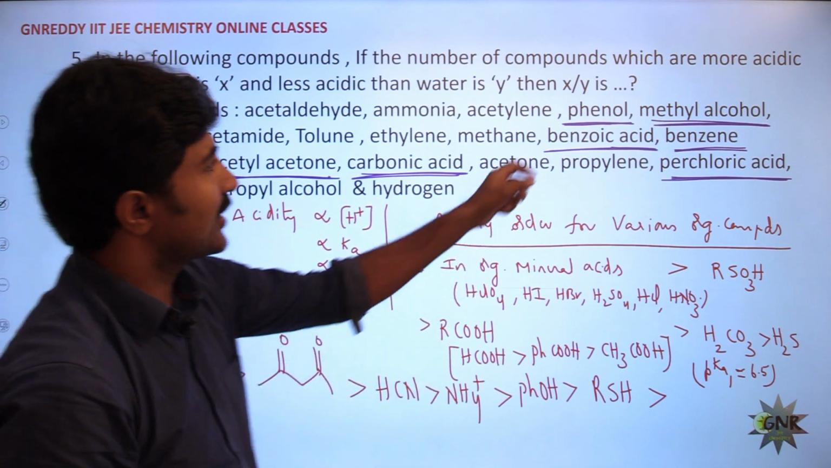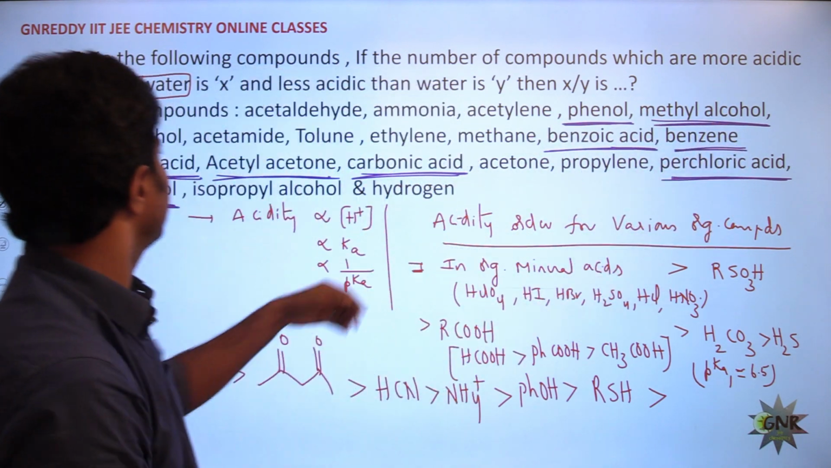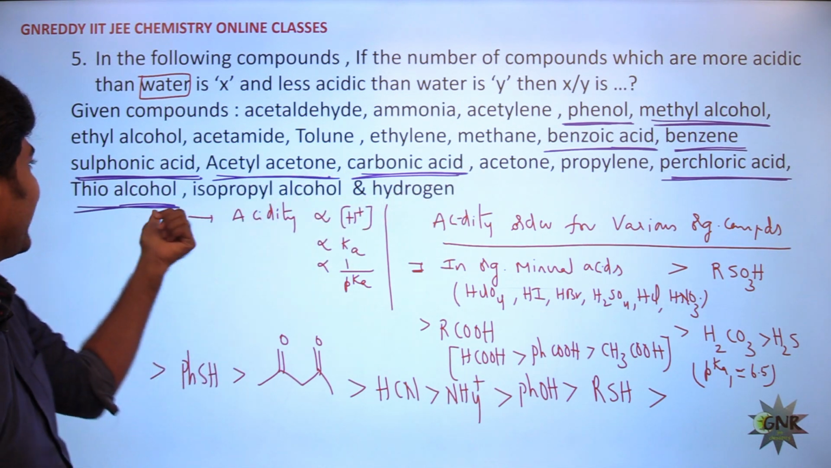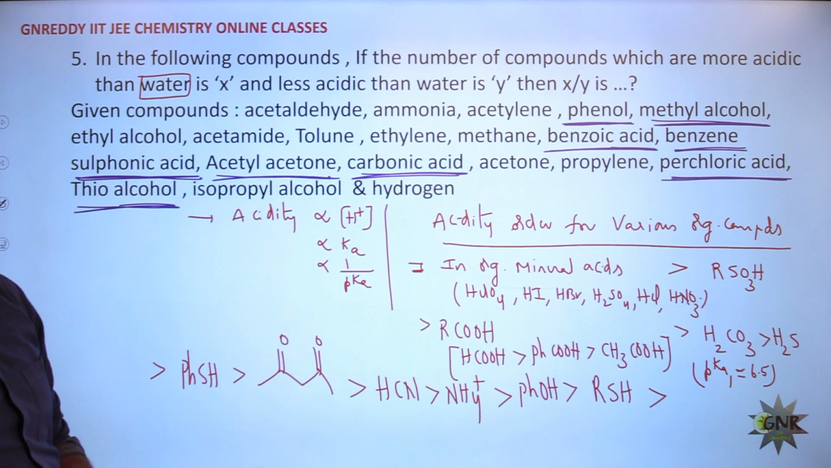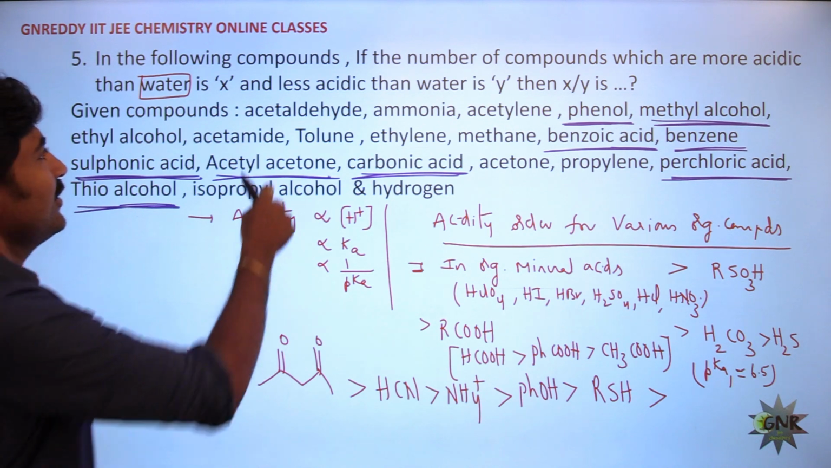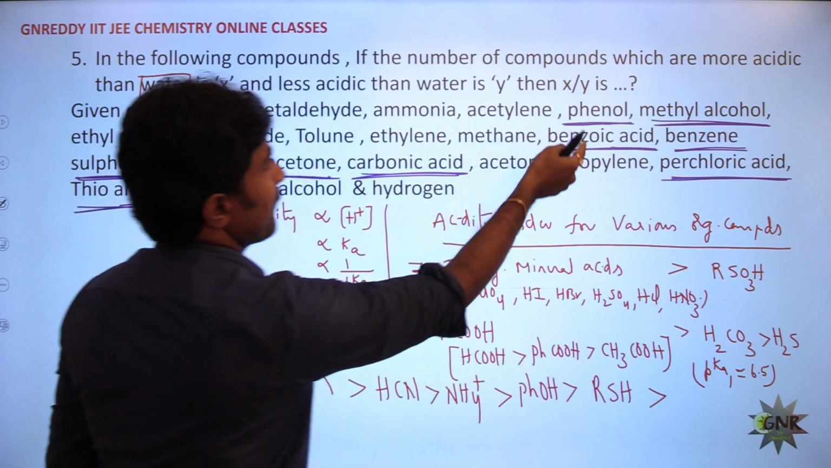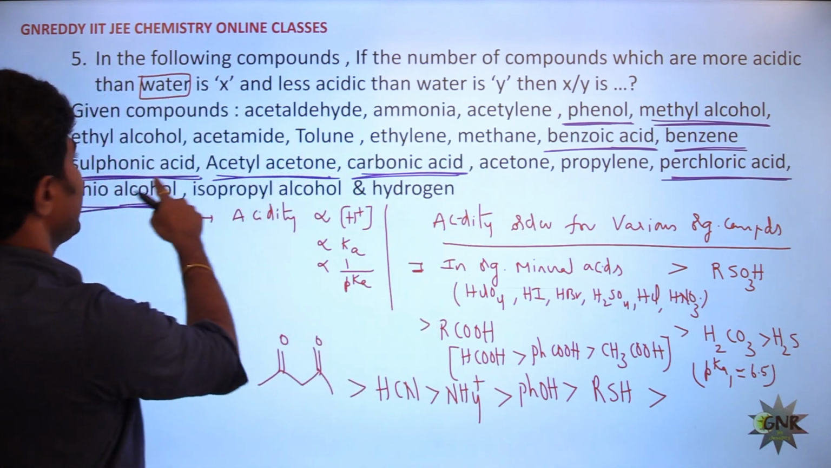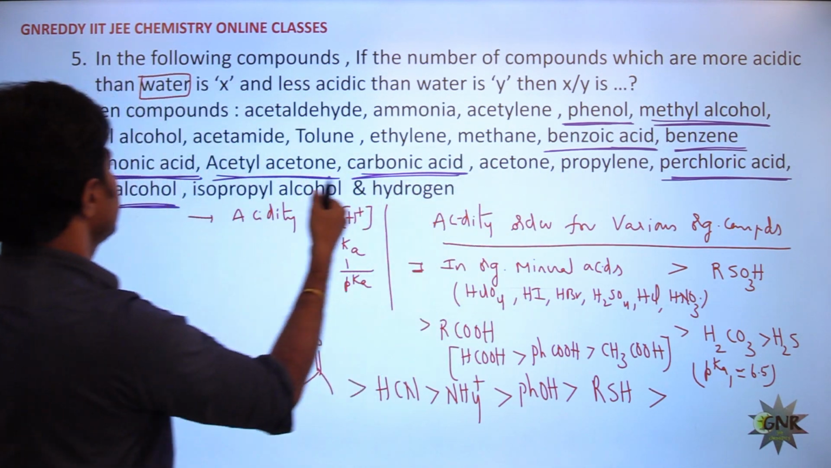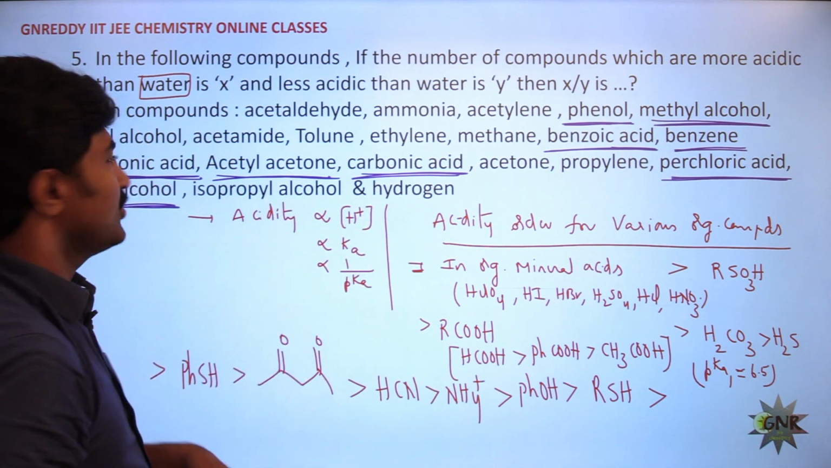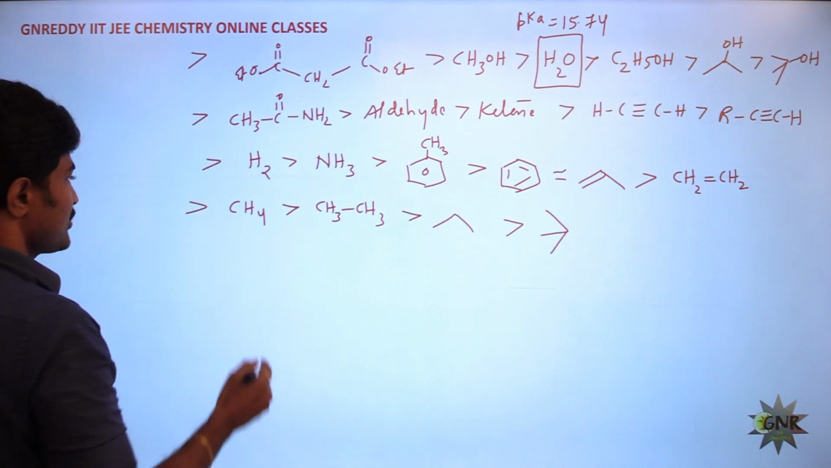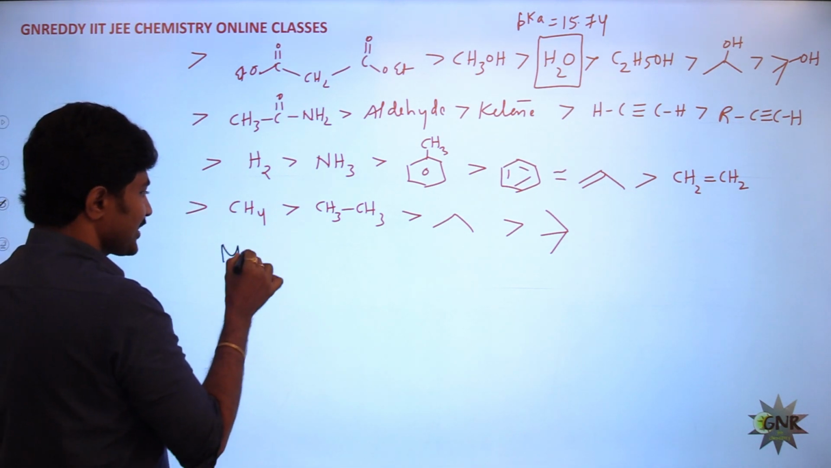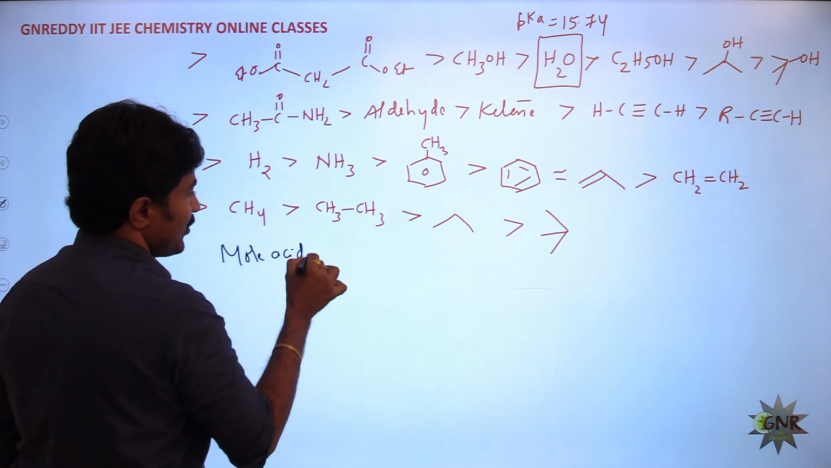If you count the more acidic ones: phenol 1, methyl alcohol 2, and 3, and benzene sulfonic acid 4, 5, 6, 7, 8 comes, and the remaining all are less acidic. How many less acidic are there? 1, 2, 3, 4, 5, 6, 7, 8, 9, 10, 11, 12. So 8 are more acidic than water.